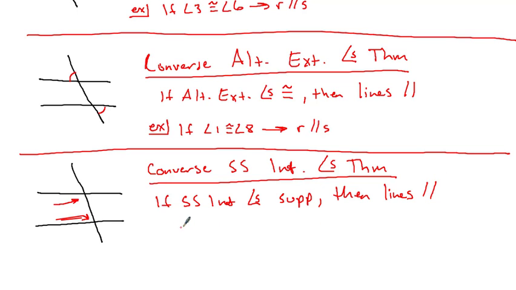So if we look, that would be angle 3 and angle 5. So an example in a problem, if we saw the measure of angle 3 plus the measure of angle 5 equaled 180 degrees, then that would mean that R was parallel to S.